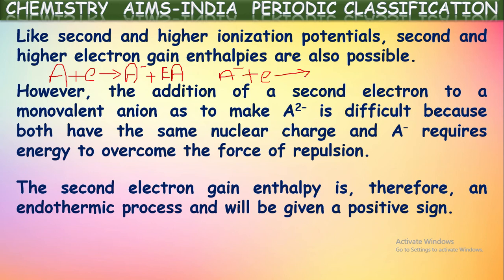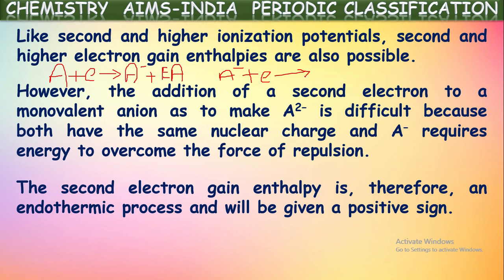That is why we say first electron gain enthalpy is negative. That means they release a certain amount of energy while gaining the first electron, whereas they absorb energy while taking the second and higher electrons, more than two electrons. Got it? That's why we say the second electron gain enthalpy is therefore an endothermic process. And while showing it in equations, it will be shown with a positive sign.